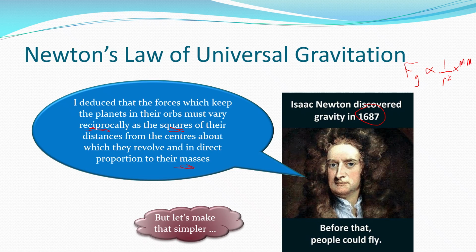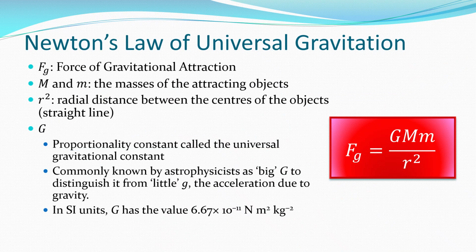Now, the easy way to get rid of a proportionality is to add a constant, and that's what we'll do when we make this simpler. So here's our formula here in the red box. The force of gravity is the Fg. We've got two masses on the top of our equation here, which we've listed there, the big M and the little m. That's the two objects and their mass, obviously in kilograms.